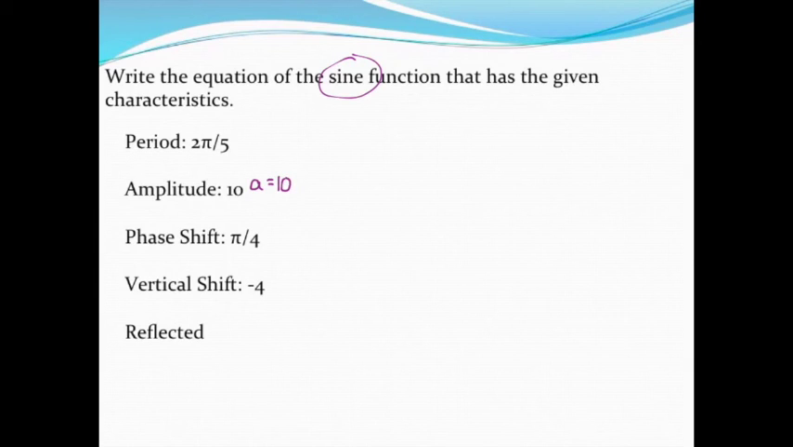Also what I can see is this graph has been reflected. That's going to tell me the a value not only is 10, but that the a value is negative. A negative a value is what reflects the graph upside down.